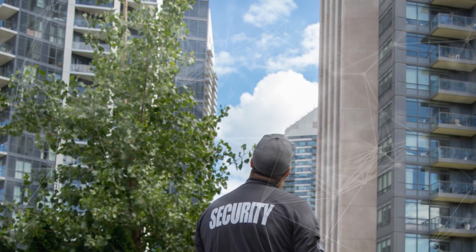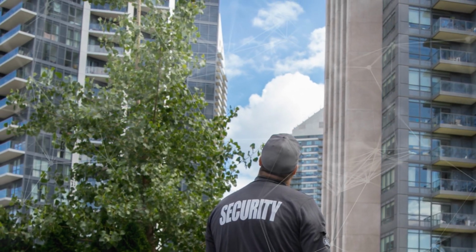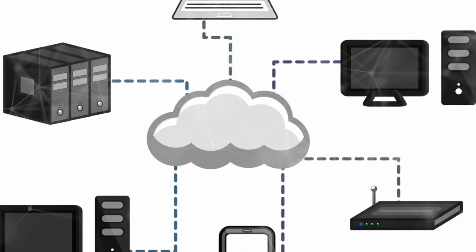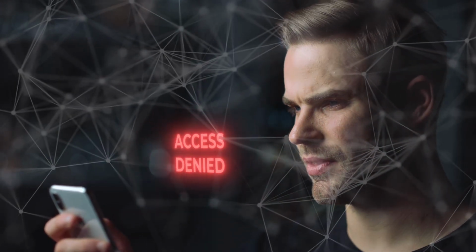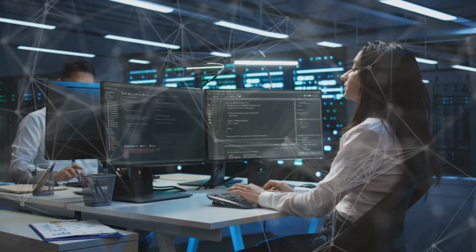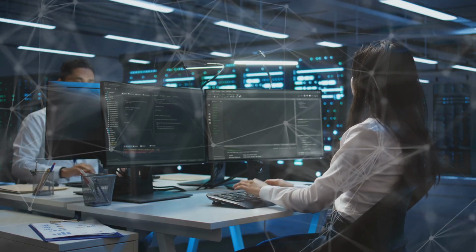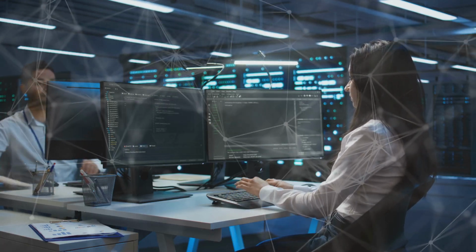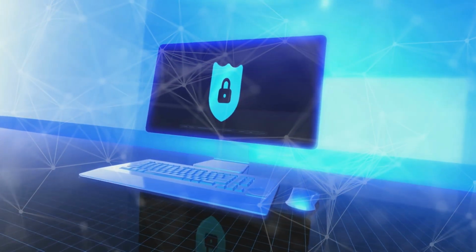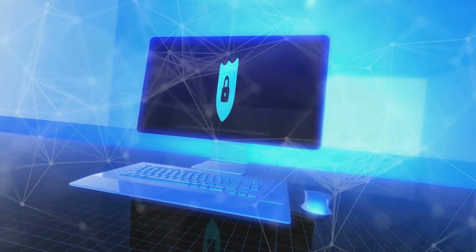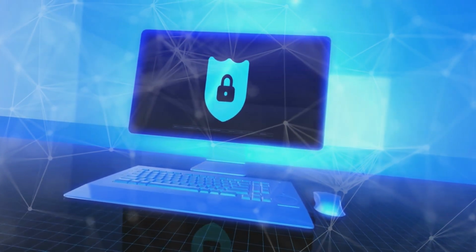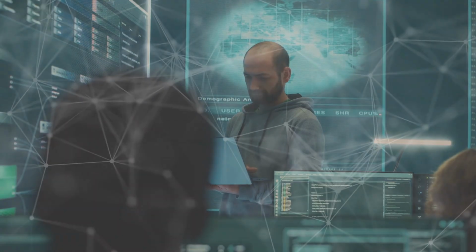A cloud access security broker, or CASB, is like a security guard for your cloud applications. It sits between your users and your cloud apps and makes sure that only authorized users can access the data they are supposed to see. CASBs can also help to prevent data leaks by scanning for sensitive data that is being stored in the cloud. For example, a CASB could be configured to block users from uploading credit card numbers to a cloud storage service.